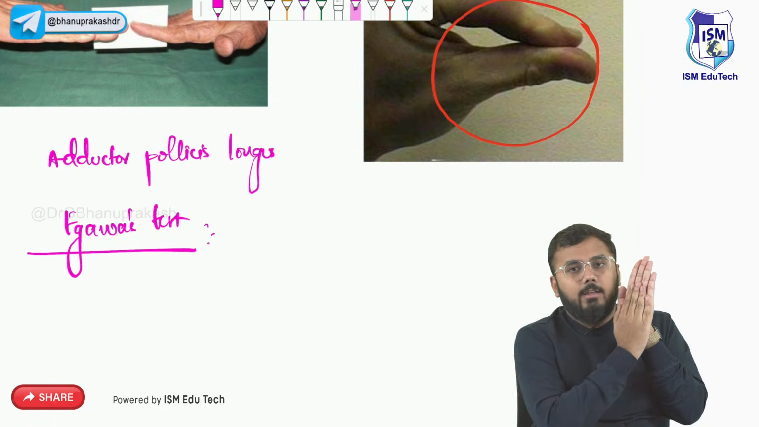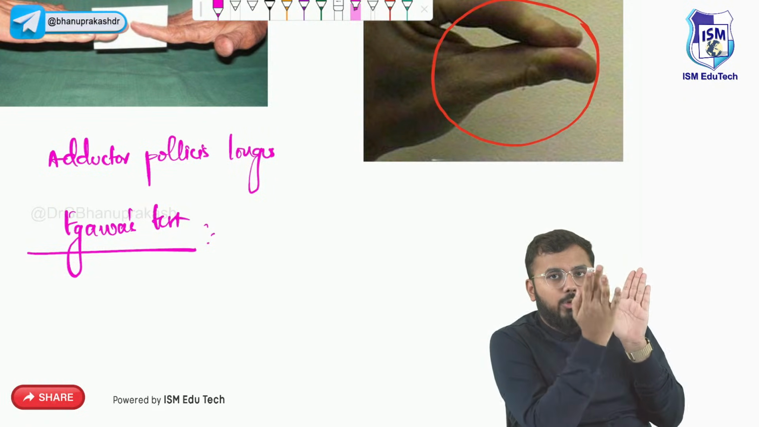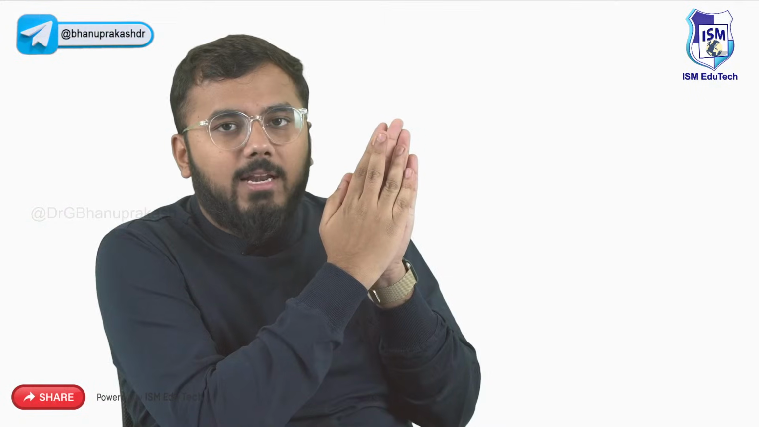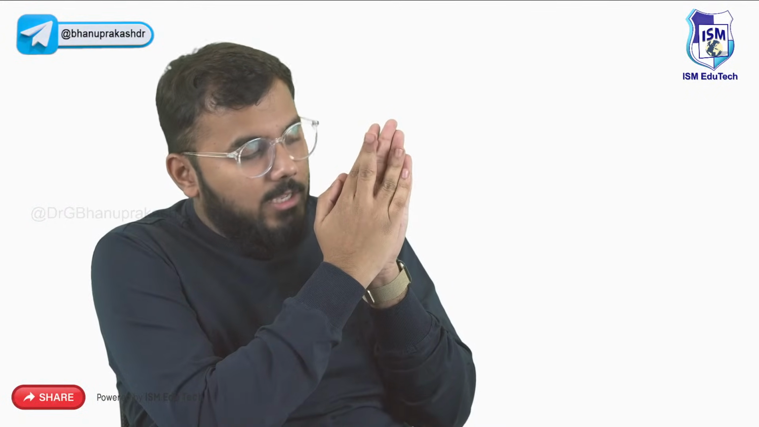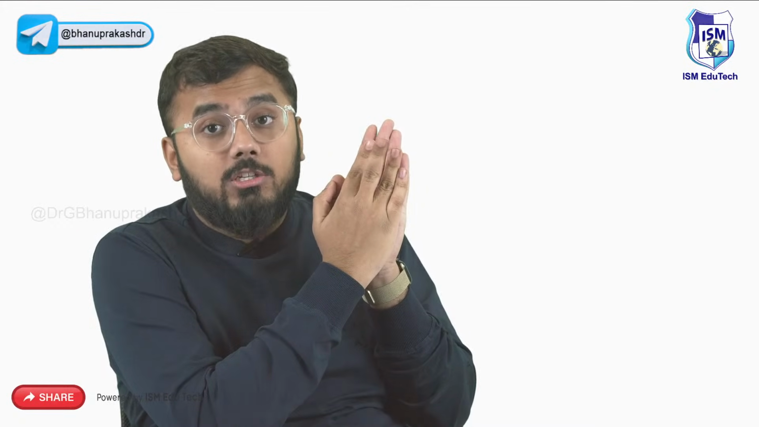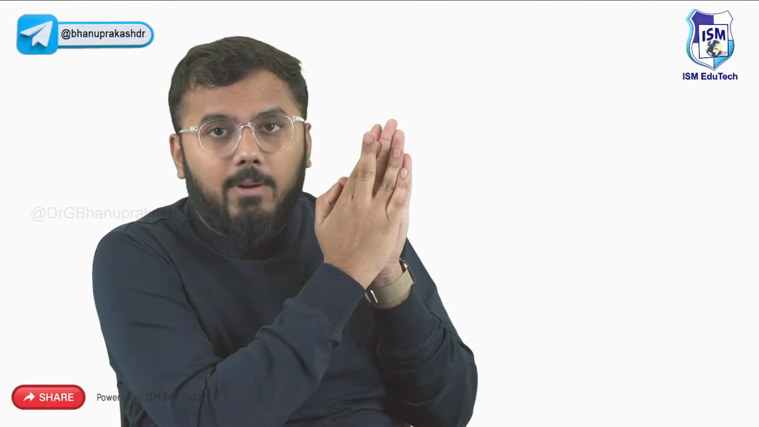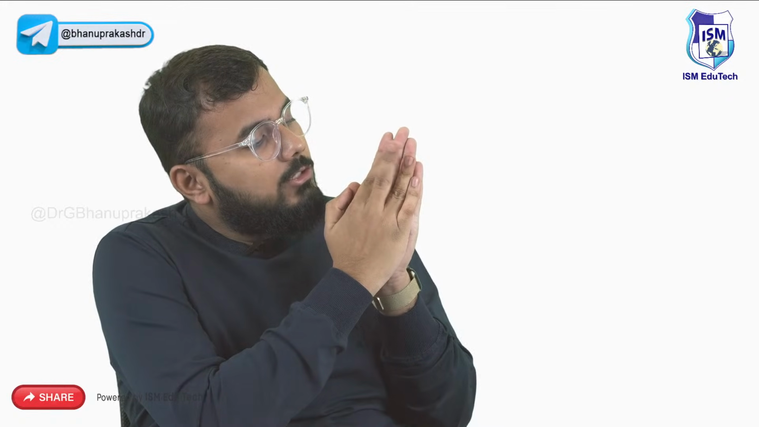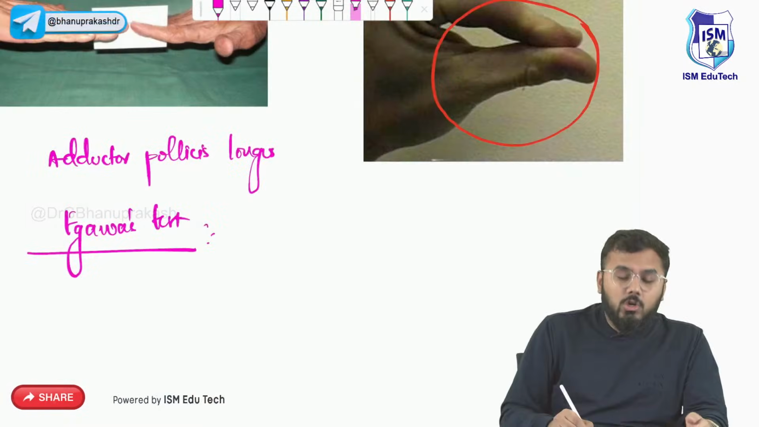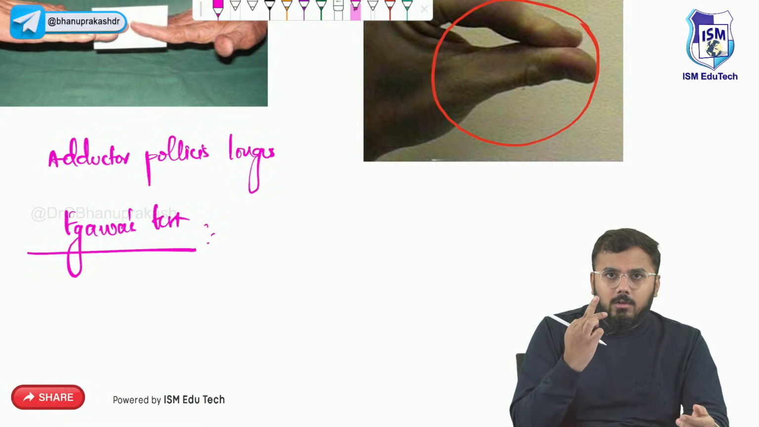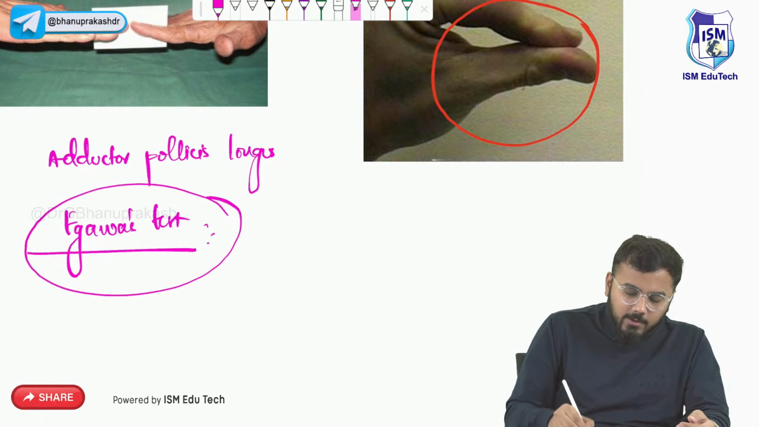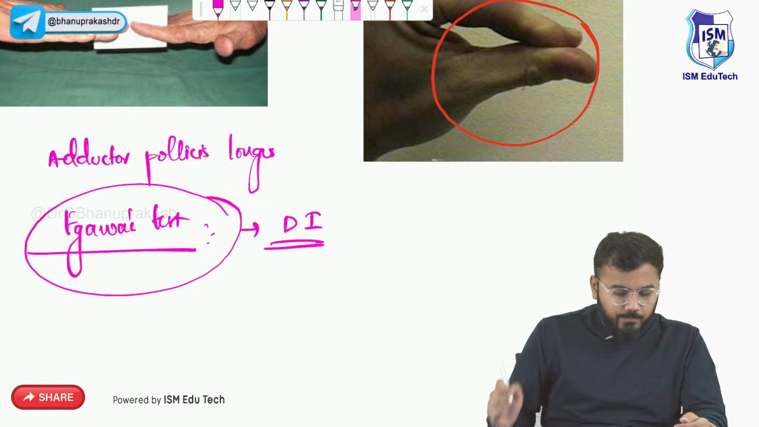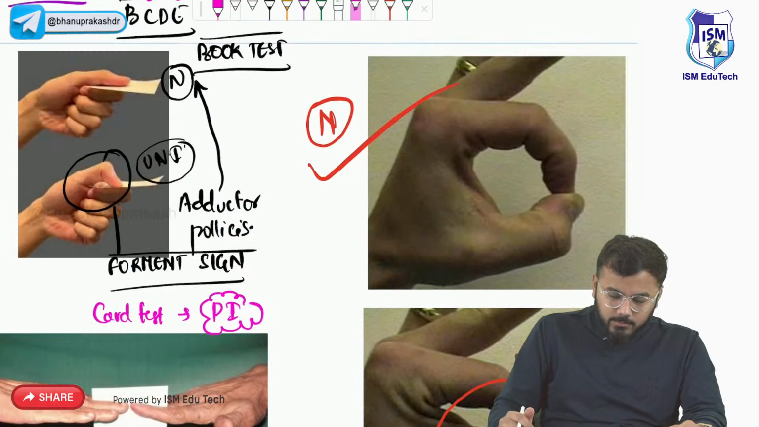Igawa's test is that you tell the patient to put the hand on the table, lift the middle finger and move it right and left in this way. So if he is able to do this, it means his dorsal interossei are working well. Dorsal interossei are supplied by your ulnar nerve. So if he is able to do this, his dorsal interossei are working well and Igawa's test is normal. If he is not able to move his middle finger right and left in this way, it is abnormal. So this is called as Igawa's test for dorsal interossei. Clear, everyone?